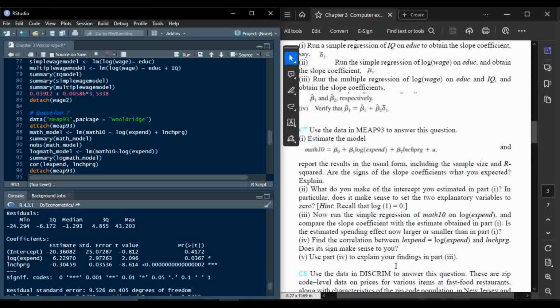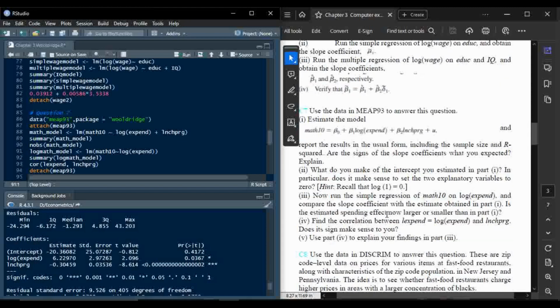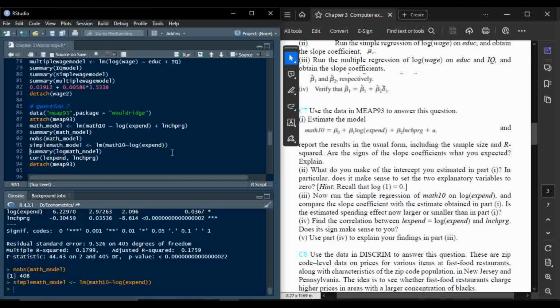Now let's go to the third part of this question. Now run the simple regression of math10 on log expend and compare the slope coefficient with the estimate obtained in part first. Okay, now let's create a new model by the name of simple_math_model and use this assignment operator and then lm math10 tilde log expend. Let's summarize this model.